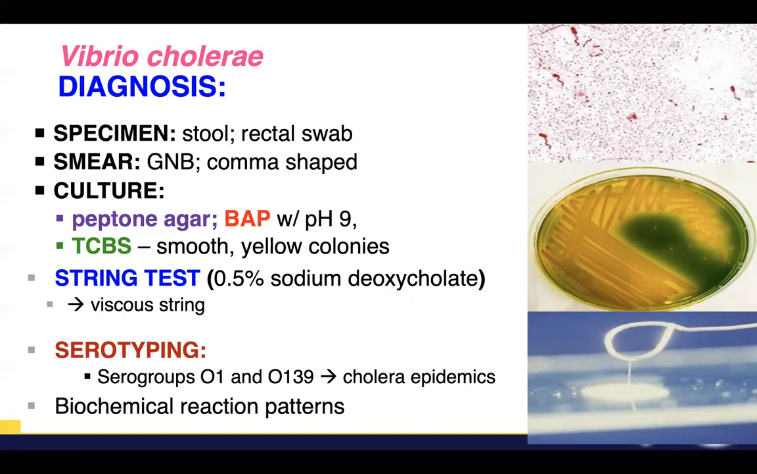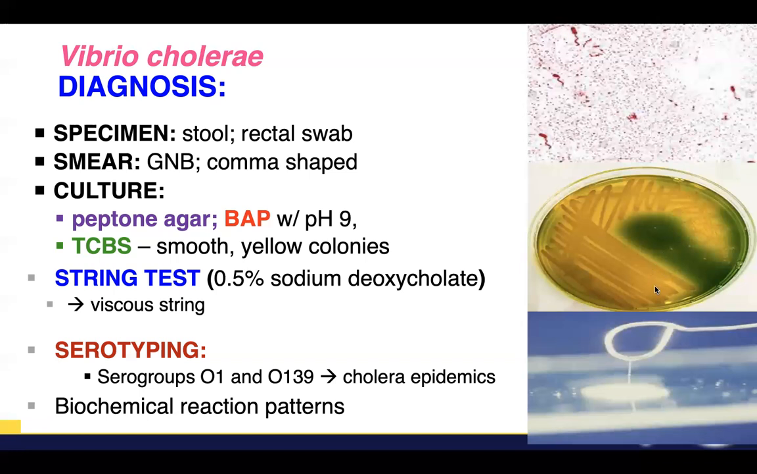Okay? For culture, we can grow them on peptone agar. No? They can grow rapidly on peptone agar. And then we can also grow them on blood agar plate with a pH 9. And then TCBS, of course. No? So on TCBS, they grow smooth yellow colonies. Okay? Yung ating ito, like this. Okay? Smooth yellow colonies. Okay?